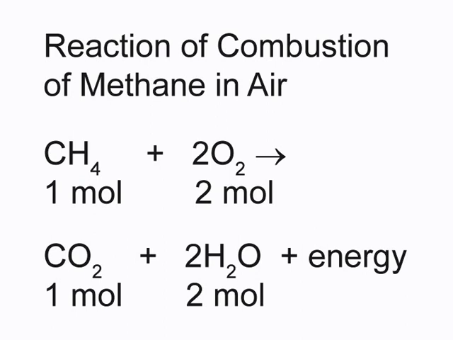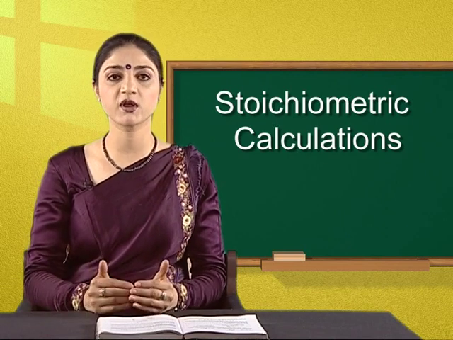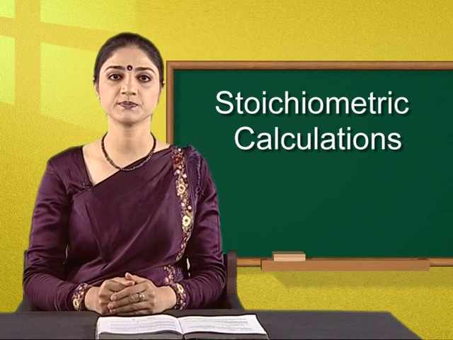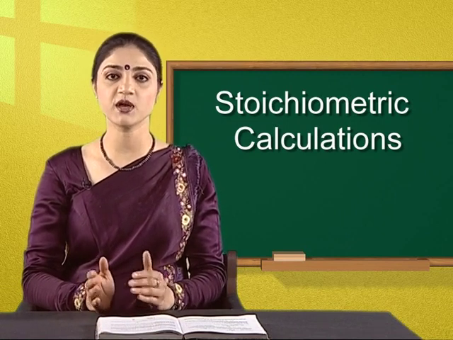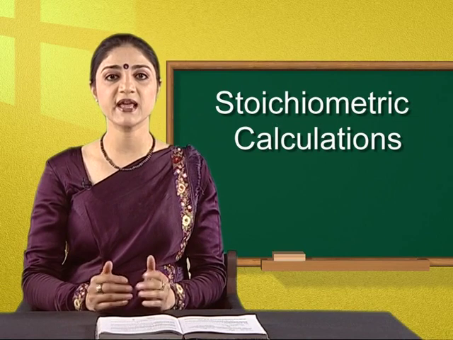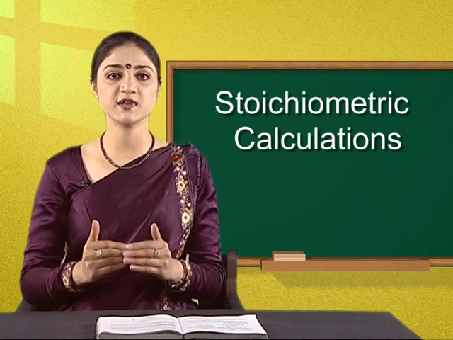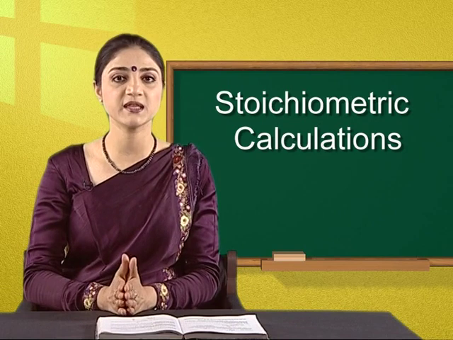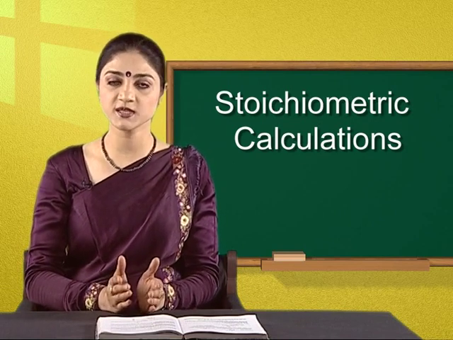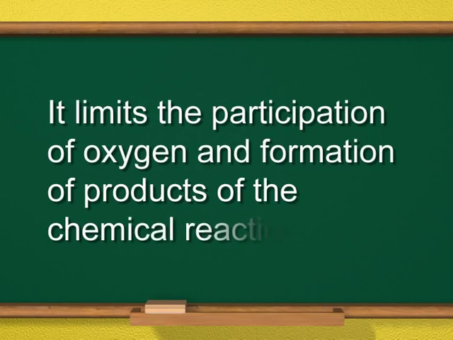1 mole of methane reacts with 2 moles of oxygen to give 1 mole of carbon dioxide and 2 moles of water. So we can say that the combustion of 20 moles of methane will require 40 moles of oxygen. Since the amount of oxygen available in air is more than the stoichiometric amount, it is called an excess reactant. While methane is available as only 20 moles, it remains present in a limited amount, and hence methane is called the limiting reagent here. It limits the participation of oxygen and the formation of products of the chemical reaction.